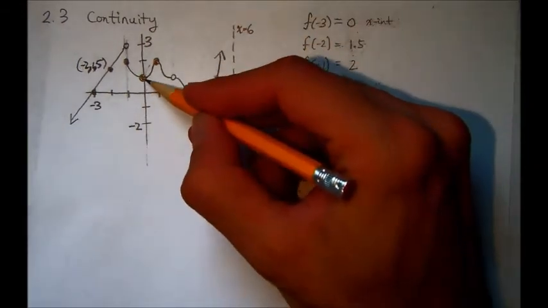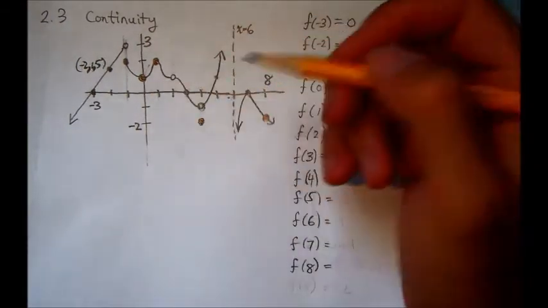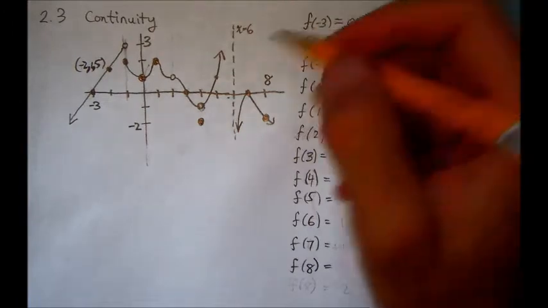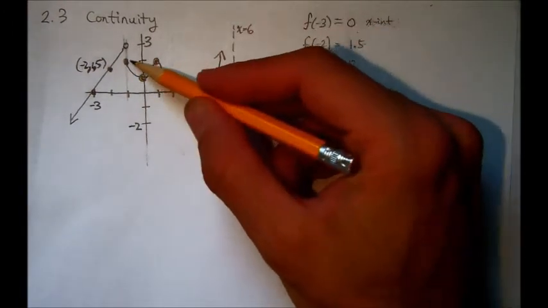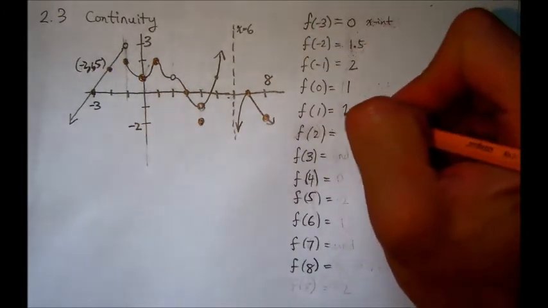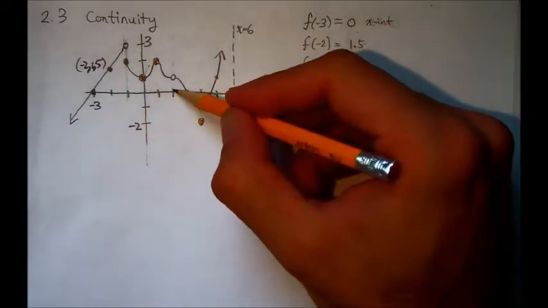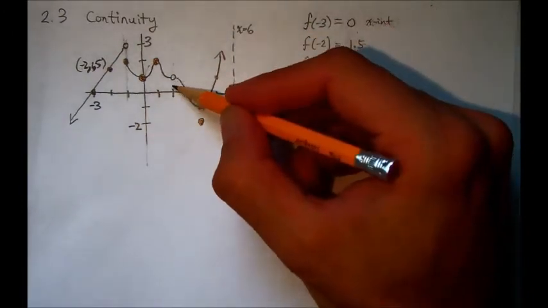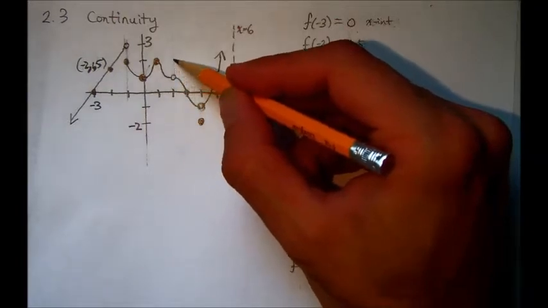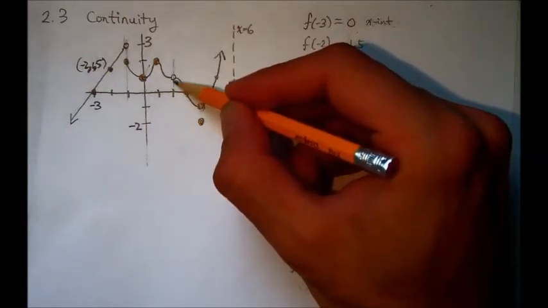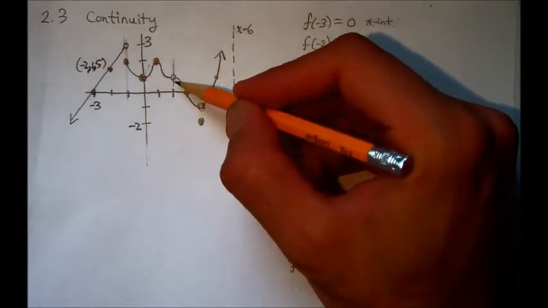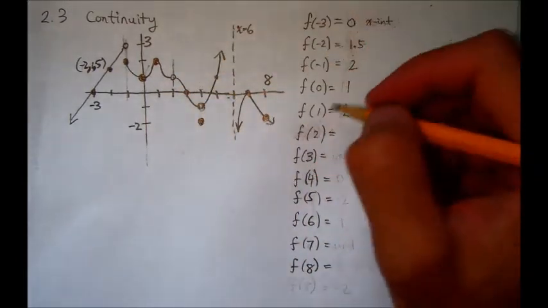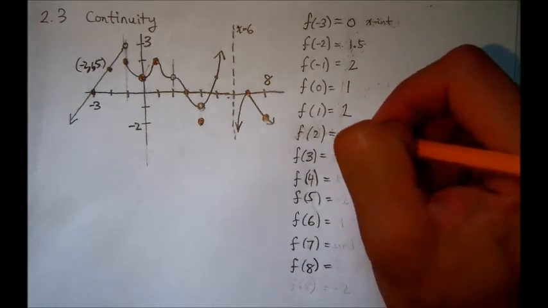F of 0 is this point 0, 1, so the function value is 1. F of 1 is up at 2 again. You can see that's the same as for -1. F of 2 really doesn't exist. There is no point above or below x equals 2, 1. That's our empty space there. It's called a hole. So we're going to go ahead and put undefined for that one.